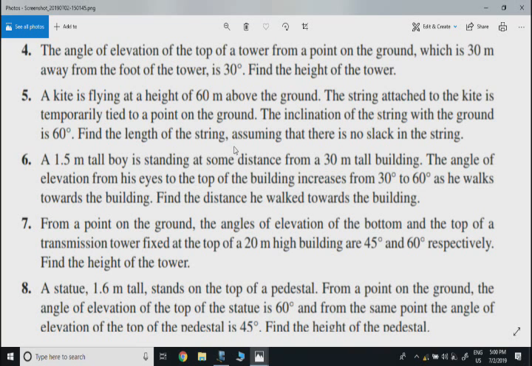And in these questions, the most important thing is to draw the diagram. If you have made the diagram correctly, then it's going to be a very easy question. This is not a difficult topic.